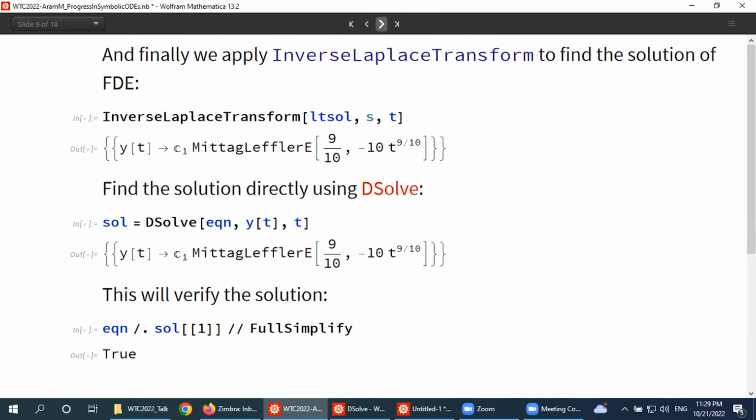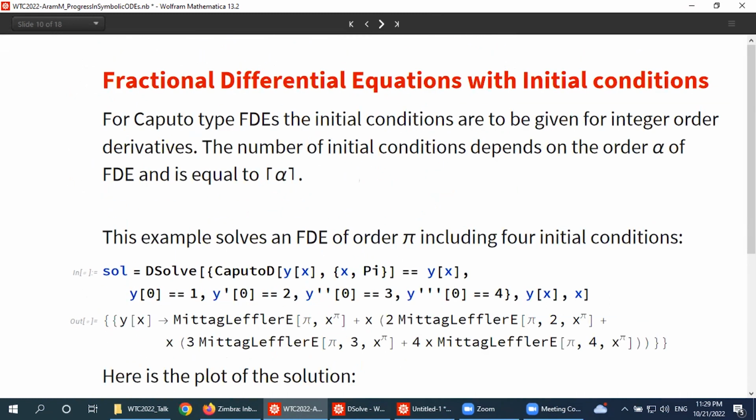And as I said, we can solve also initial value problems for Caputo type fractional differential equations, and all initial conditions can be given for integer order derivatives of the unknown function. And the number of initial conditions depends on the order of the fractional differential equation alpha, and will be equal to ceiling of alpha.